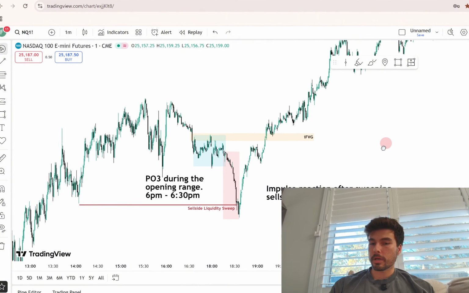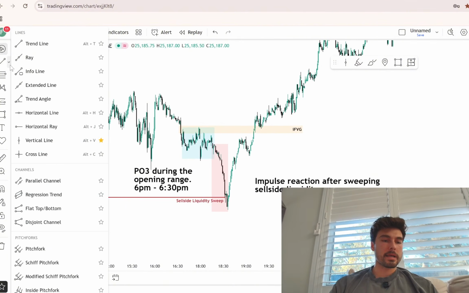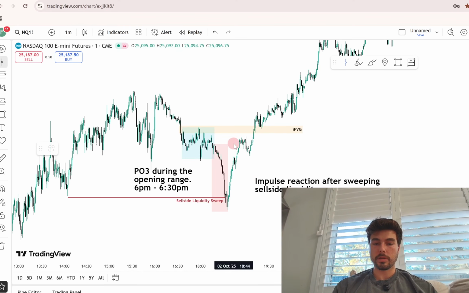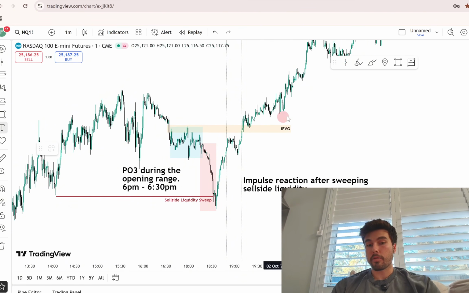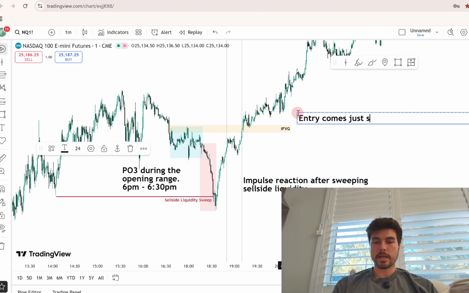So what else can we do? We can mark out the inverse fair value gap. We can mark out the macro, which actually occurred a little bit earlier. So the first macro was here, 650 all the way until 710. So this trade was actually a macro-based trade. Entry comes just outside of the macro.